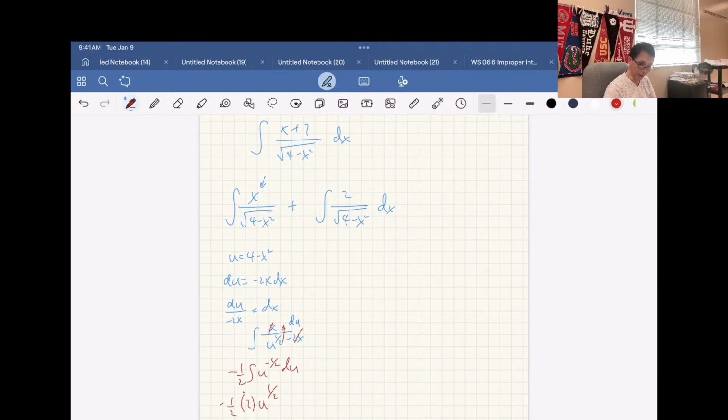And this one is going to be arcsine because u squared equal to x squared, u equal to x. a squared is equal to 4, a is equal to 2. So it'll be plus 2 arcsine of x over 2 plus c.